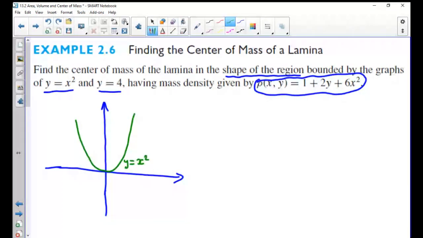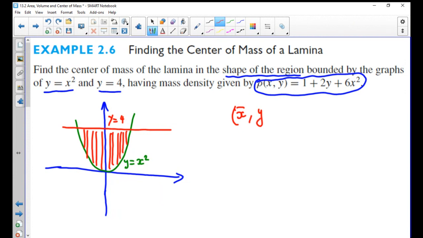And then you have y equal 4, which is a horizontal line at y equal 4, like this. So this is really the shape of the lamina. And we want to find where is the center of mass of this lamina. Okay, so I want to find x bar, y bar. Where is the center of mass?